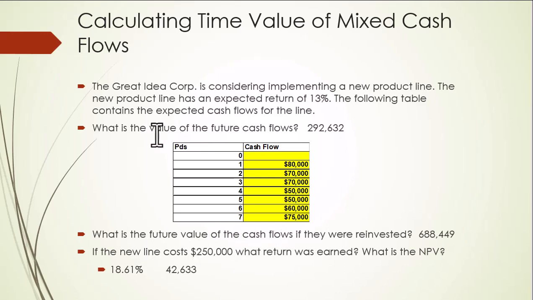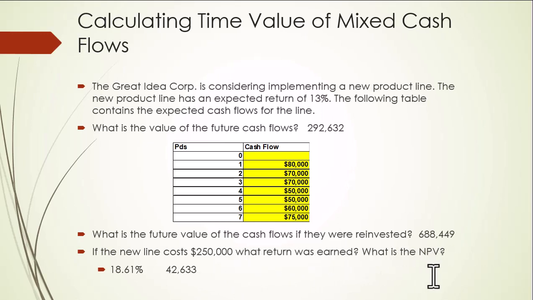What's the future value of? That's the value. That's the present value. If you bring these all back, that's $292,000. If you invest and move forward, that's $688,000. If this new product line cost $250,000, what return did you earn?